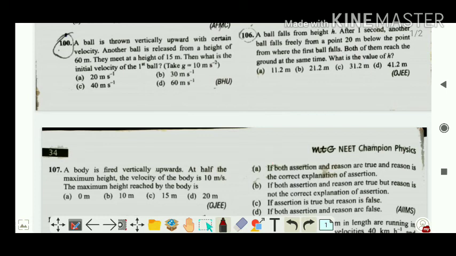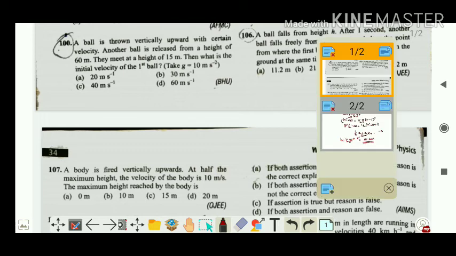Let's move on with the 107th question. It is very easy. A body is fired vertically upwards. At half the maximum height, the velocity of the body is 10 meter per second. The maximum height reached by the body is. It is very easy. Again, we have to draw the figure.